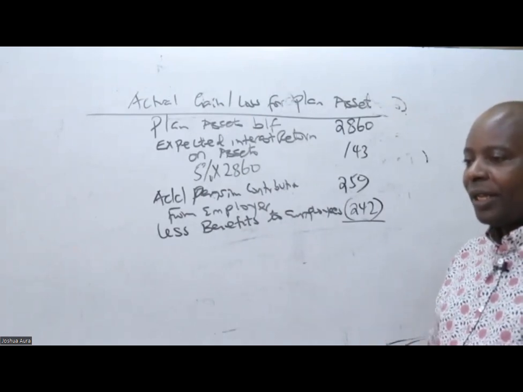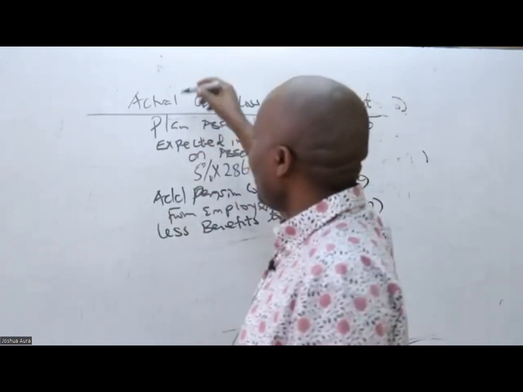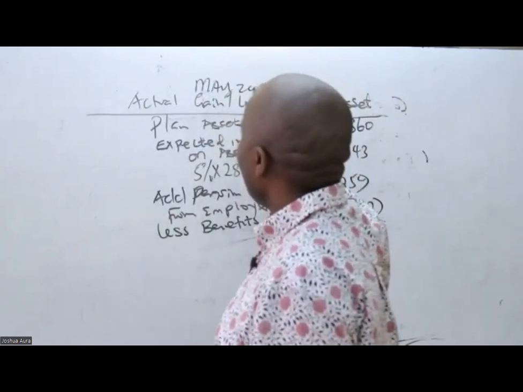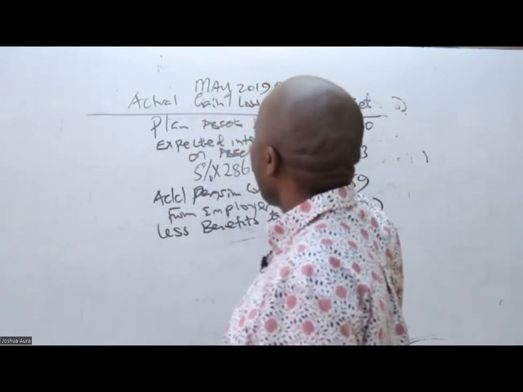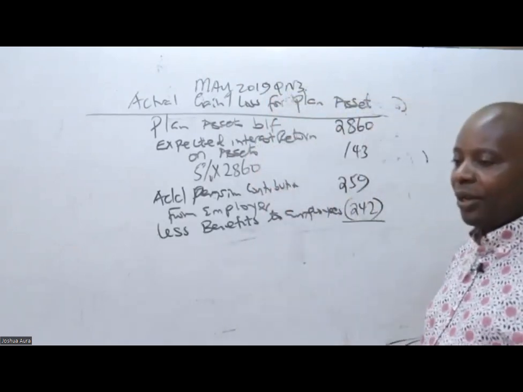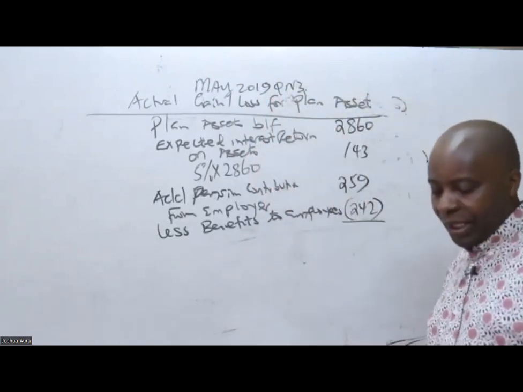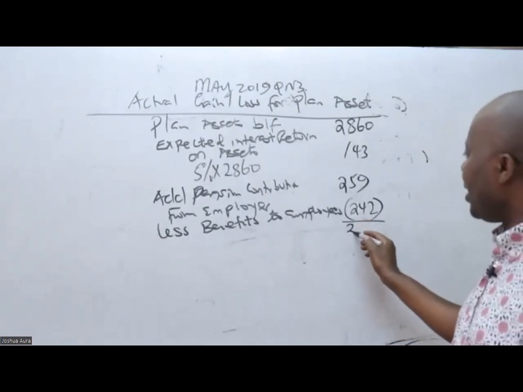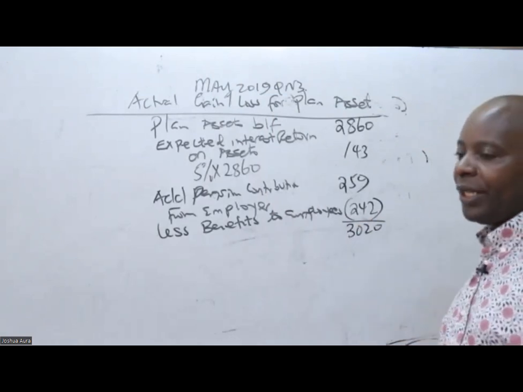Thanks, Willie. So it's May 2019, question number 3. In this case, they are getting 30, 20, 30, 20, 30, 20.